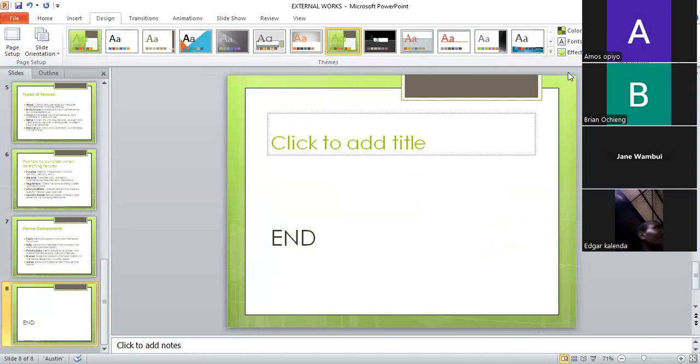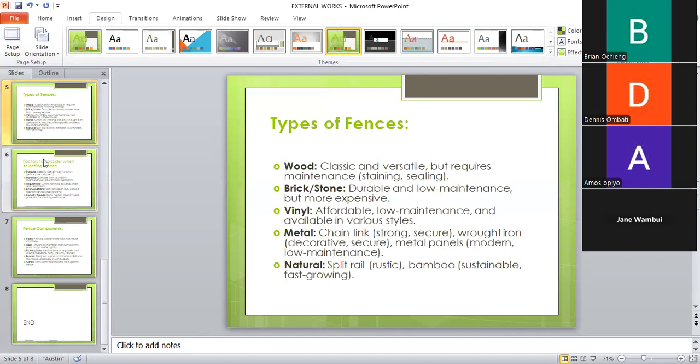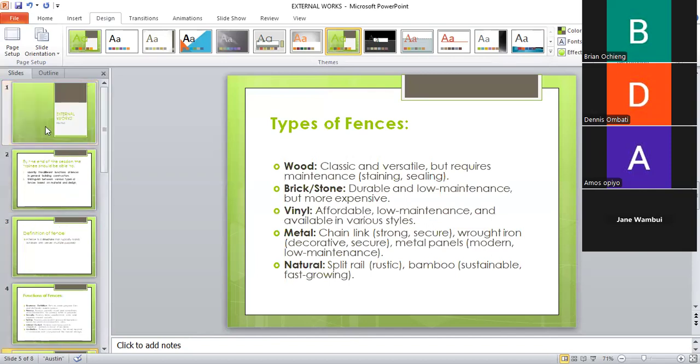Okay, Amos Opio. Yes, my question is, you've talked about aesthetics. Can we also say that the cypress fence is a type of fence? Cypress, yes, you can use it for fencing.